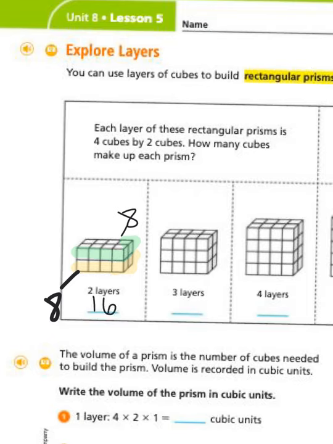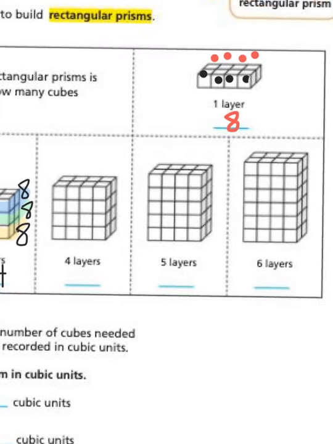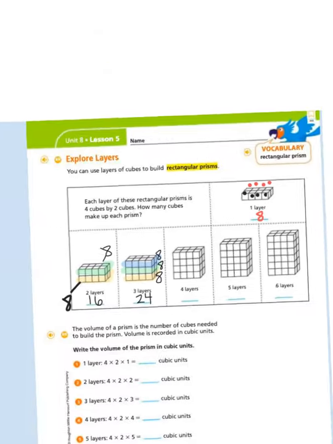Now they've given you 3 layers here. So we have the same 8 on the bottom from before. We have 8 more in that layer. And we have 8 more in that layer. So if you look at 8 here, 8 here, and 8 in the blue, 8 plus 8 plus 8, or 8 times 3, is 24. So now what I want you to do is I want you to do 4 layers, 5 layers, and 6 layers.